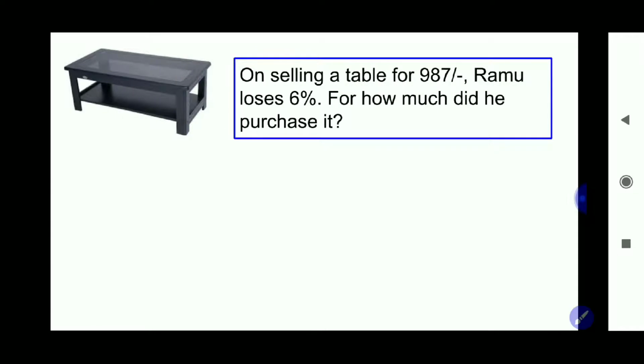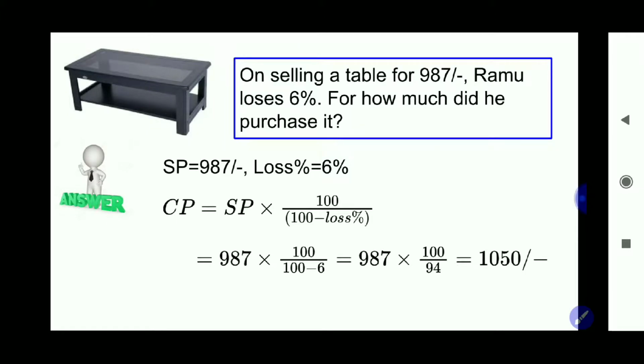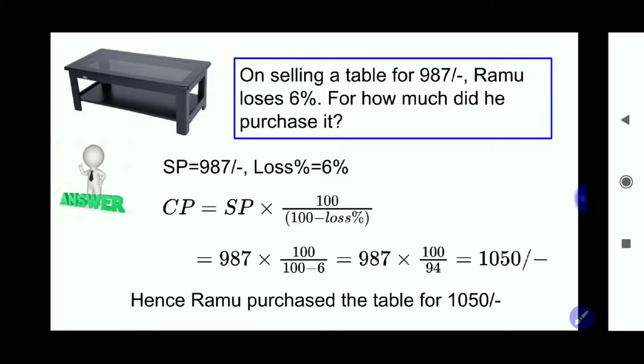One more question. On selling a table for 987 rupees, Ramu loses 6%. For how much did he purchase it? In this question, selling price is 987 rupees, loss is 6%. So, the formula for CP, SP into 100 by 100 minus loss percentage, that is 987 into 100 by 100 minus 6. Its answer is 1050 rupees. Hence, Ramu purchased the table for 1050 rupees.